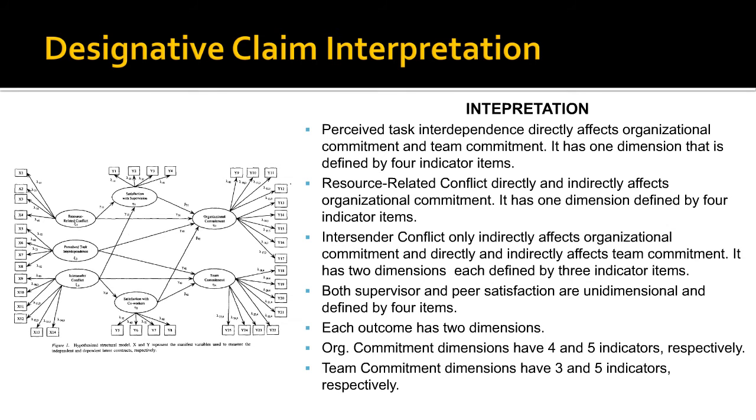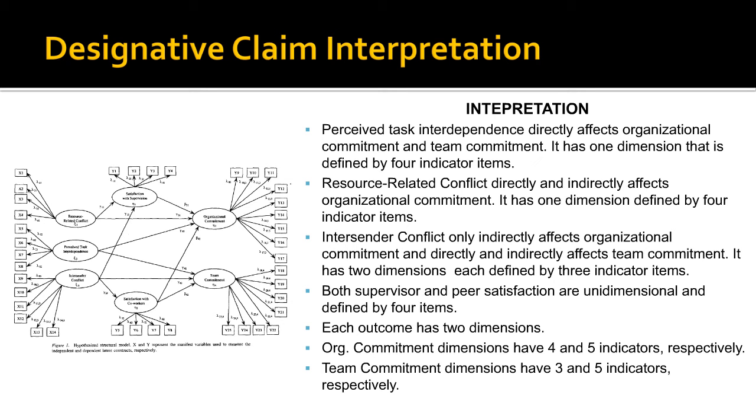By examining all the arrow lines, we can now summarize the warrant model. Bishop and Scott are proposing that perceived task interdependence directly affects organizational and team commitment. Perceived task interdependence is defined using one scale of 4 indicators. The authors of this model are proposing 2 types of conflict that impact commitment: resource-related and inter-sender communications. Resource-related conflict is expected to directly impact organizational commitment. This type of conflict also is expected to indirectly impact organizational commitment by altering satisfaction with supervision. Resource-related conflict is measured by a scale with 4 indicators.